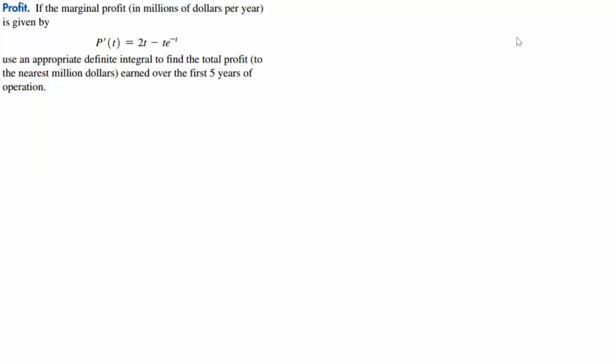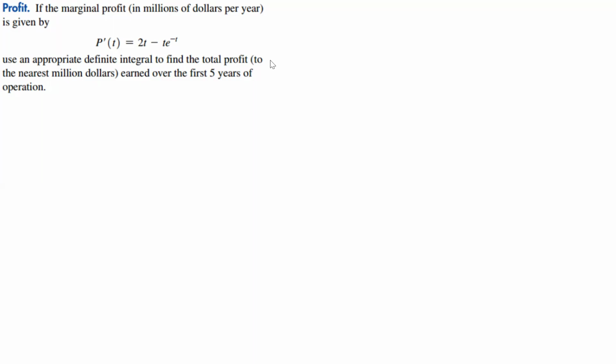All right, so here we have an application problem. It says if the marginal profit in millions of dollars per year is given by p prime of t equals 2t minus t e to the minus t, use an appropriate definite integral to find the total profit to the nearest $1,000,000 earned over the first 5 years of operation.